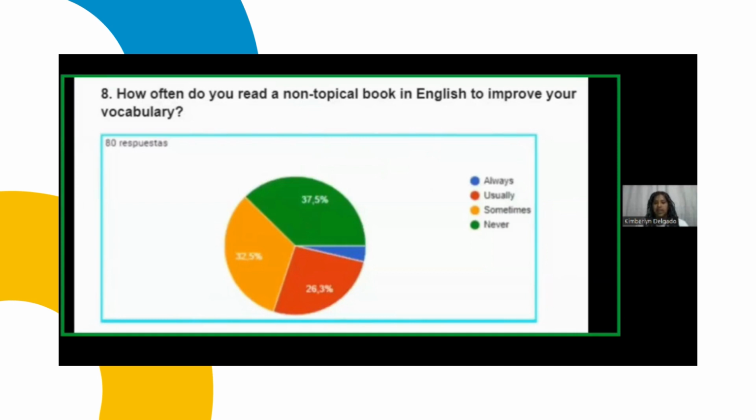Of the 80 participants, 30, the 37.5% people answer the never option, followed by the 26, the 32.5% people select the sometimes option, and the 21, the 26.3% people choose the usually option, and the remaining 3, the 3.8% people voted for the always option.